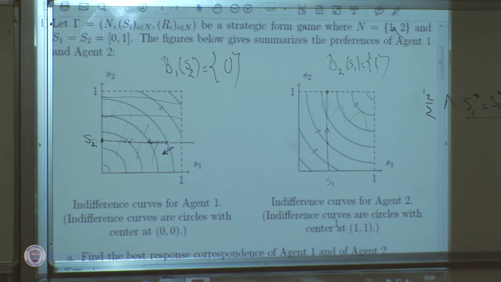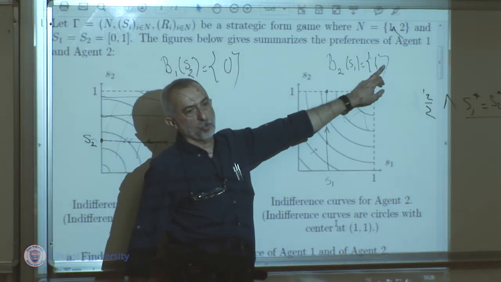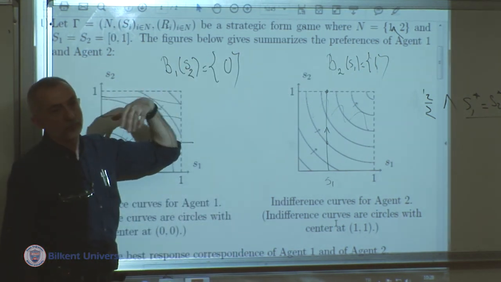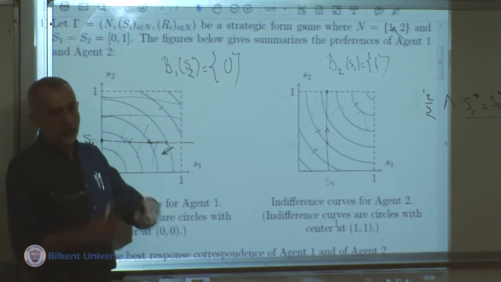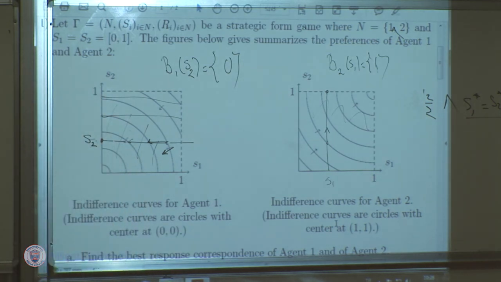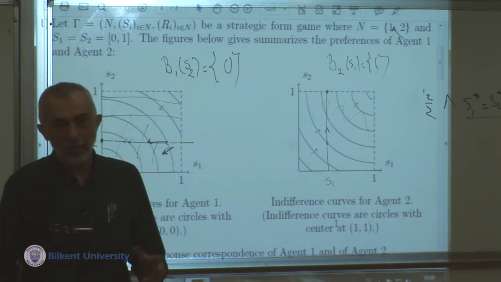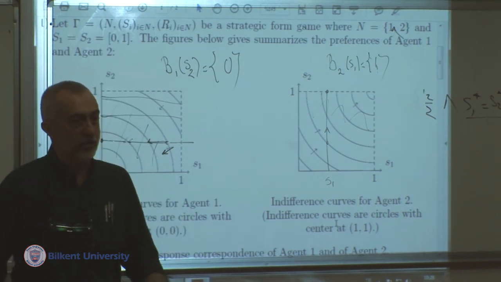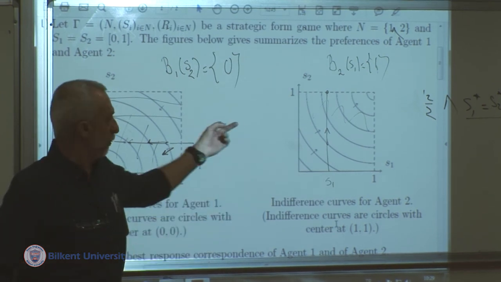So the next thing was the Nash solutions. Well, 0 is the best response to 1, and 1 is the best response to 0. So the Nash solution is (0, 1). Actually, that's where the graphs of the best response correspondences intersect. The best response correspondences never intersect, but their graphs do intersect at the point (0, 1).